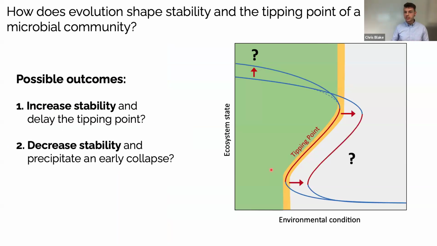Now, this is a very well-established theory in ecology. However, until now, we mostly treat tipping points as very fixed critical thresholds, and we don't really know how evolution could change and shape them. So there's a few possible outcomes we could imagine. Evolution could increase the stability of a community, increasing its resilience against an environmental stress. But we could also imagine it could destabilize a system, like in the form of an arms race of two species competing with each other.